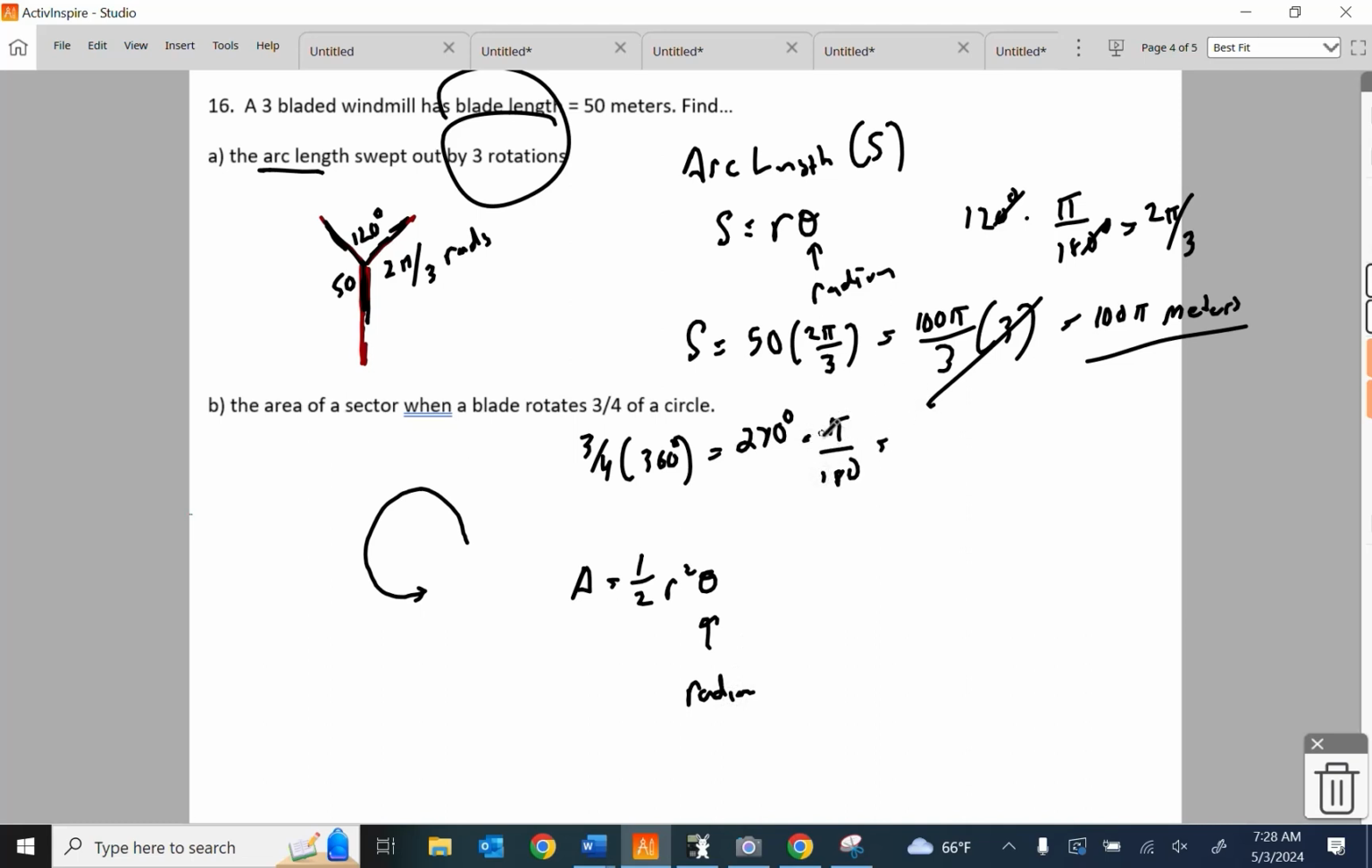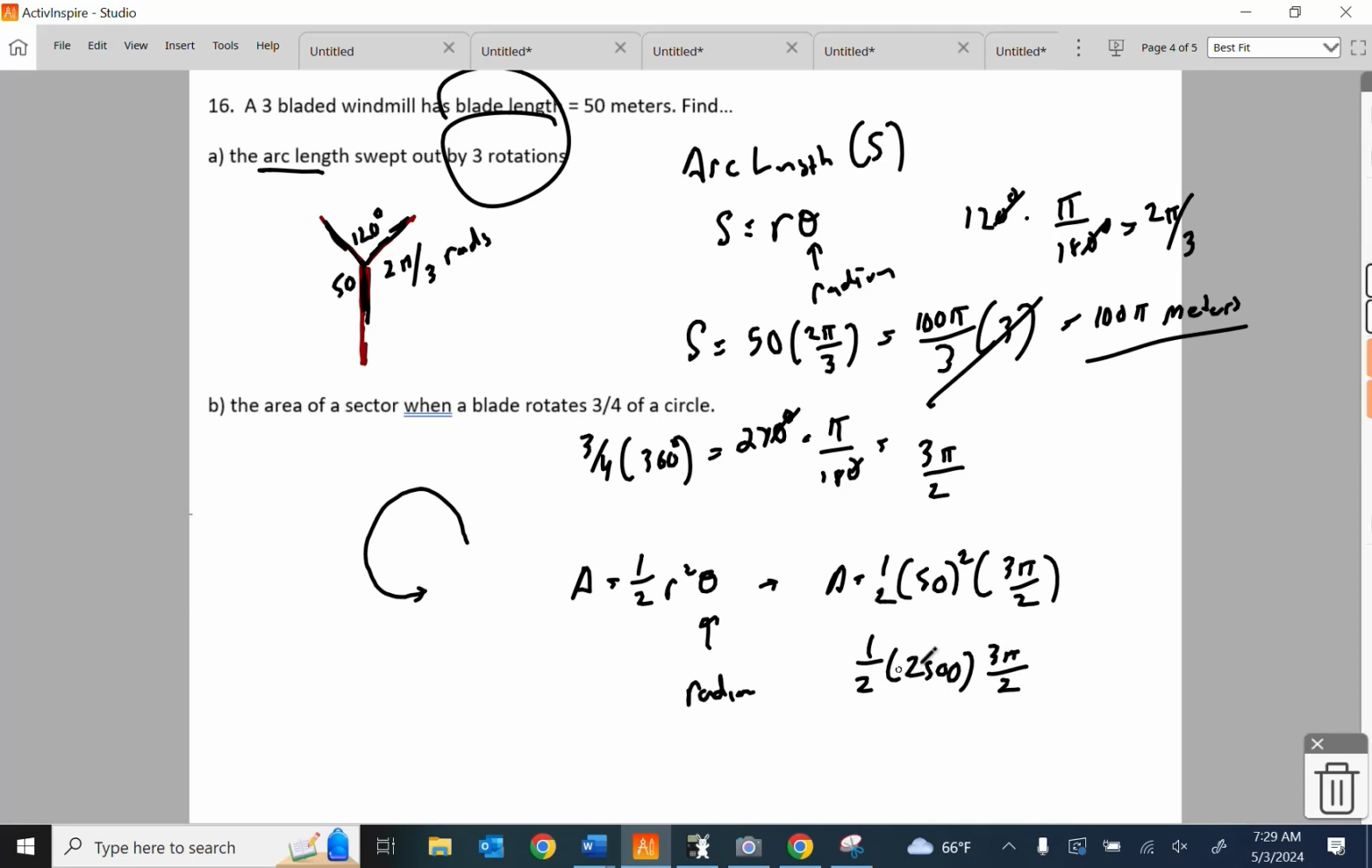And when I do such a thing, the zeros and degree symbols cancel too. 27 and 18 are both divisible by 9. I get 3 pi over 2. So moving forward, area is 1/2. A radius of 50. That quantity is squared. The angle of interest is 3 pi over 2. 50 squared is going to be 2,500. I got a 3 pi over 2.